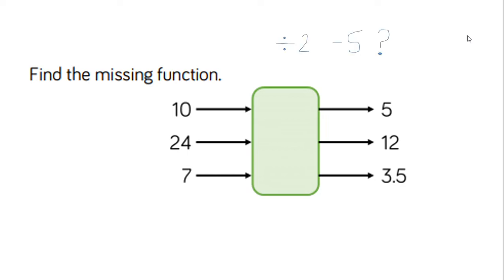Okay, so we can see that on the top line we're going from 10 to 5. So we might think to ourselves, well, it could be divide by 2, or it could be subtract 5. We don't know for sure, so we have to then look at the other questions. Well, the second one's going from 24 to 12, so it can't be subtract 5. So it must be divide by 2, but to make sure we look at the bottom one. 7 divided by 2 is 3.5, and it is indeed divide by 2. Well done if you got that one right.